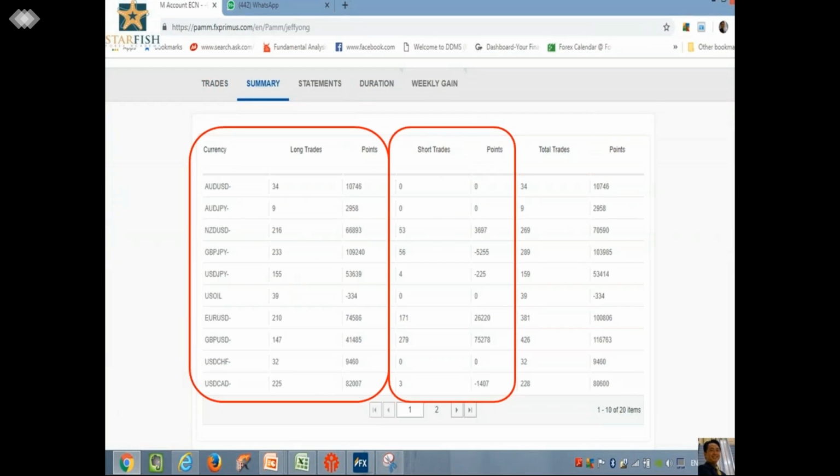Over here we can see that besides the pound, you also traded New Zealand dollar, pound yen, a bit of dollar yen, euro dollar, and also USD Canadian, correct? So at any one point of time, you may hold positions in multiple currencies also, correct? Yes, correct. Very good.